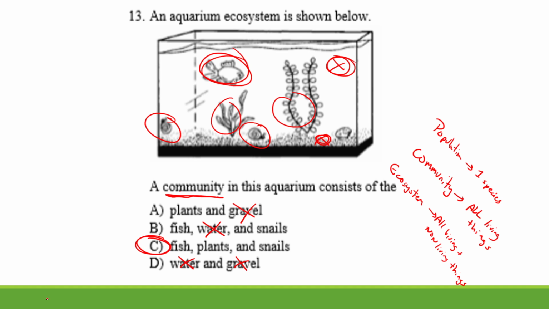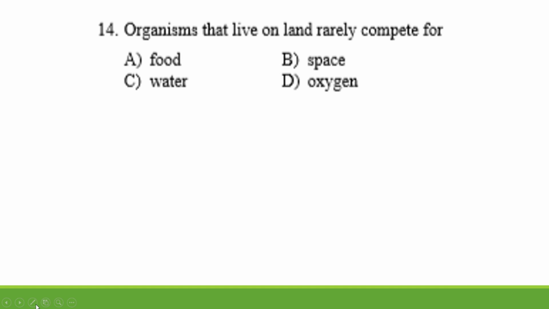Moving on to do another practice problem, we've got: organisms that live on land rarely compete for blank. When we're talking about things that organisms compete for, we're talking about how overlapping habitats and overlapping food sources cause competition. If we have animals living around this pond, they're going to come and compete for the water in this pond. So they're going to compete for water.